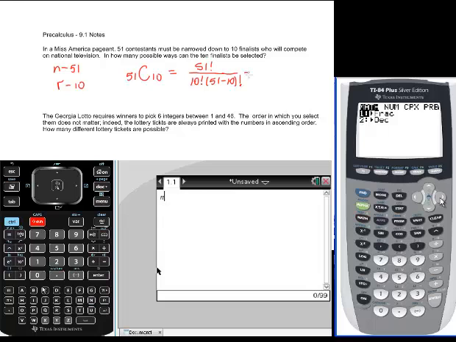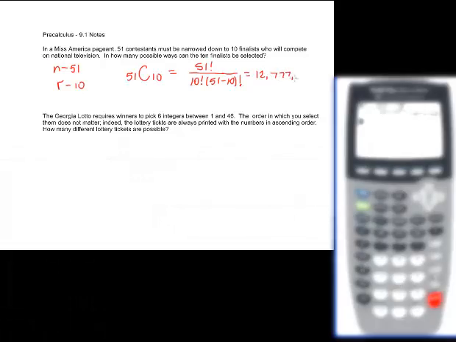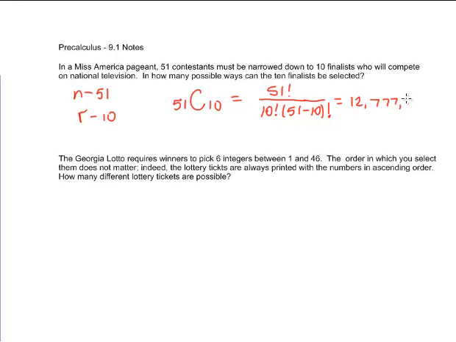And you can also punch this into your calculator, and I'll show you how to do that as well, and you can see that that's happening. What we're going to end up with is 12,777,711,870 different combinations of girls, and that's how we can narrow down our 10 finalists.